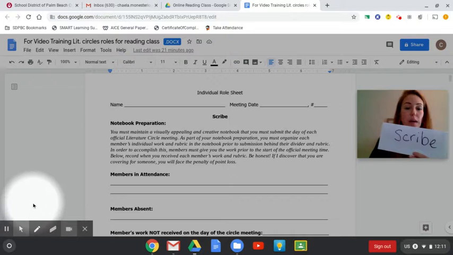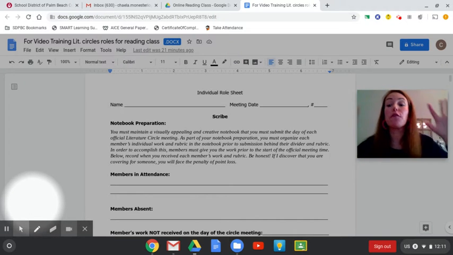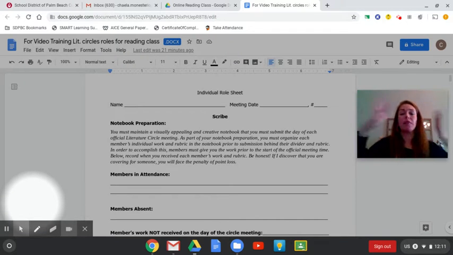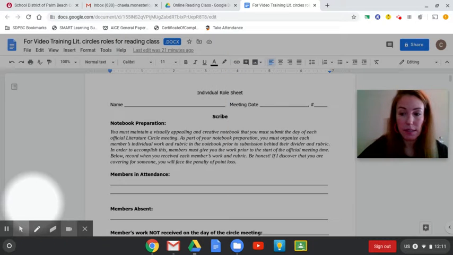Okay, so the scribe. Before the meeting, your responsibility is to get the group binder and get it organized and decorated. You'll need a group binder, at least 1.5 inches, if not 2 inches. Once again, you can collect money from your group to get it. You also need at least 5 dividers, or however many dividers for however many members you have in your group. So if you have 6 members, you might need 6 dividers.